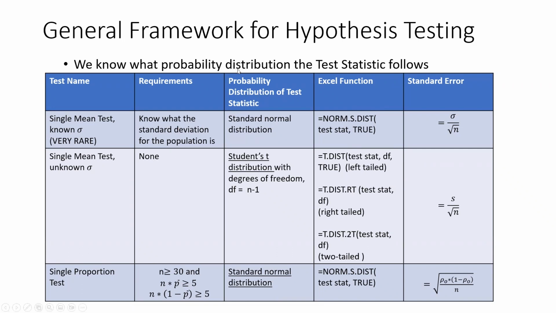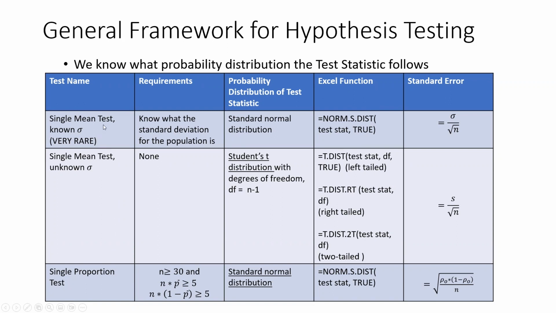So in the general framework, the test statistic is used because we know what its distribution is. And that means we are able to proceed with determining probabilities for what we see in our data. So this table I put together is going to go over the single mean test and the single proportion test.